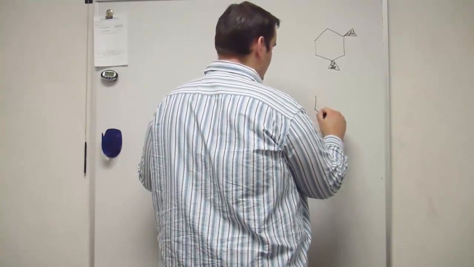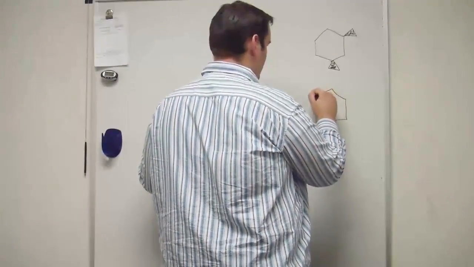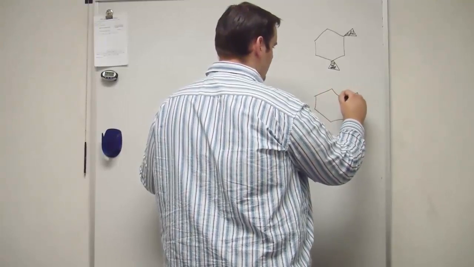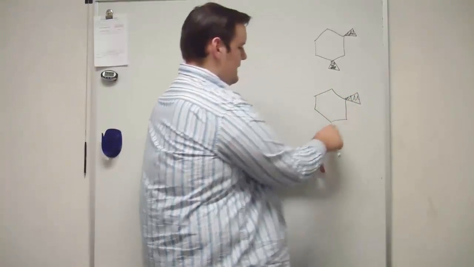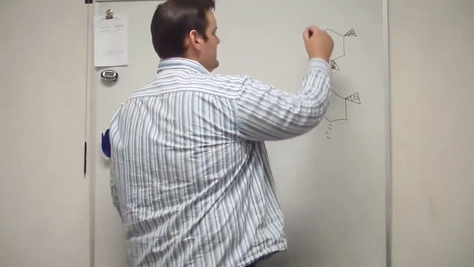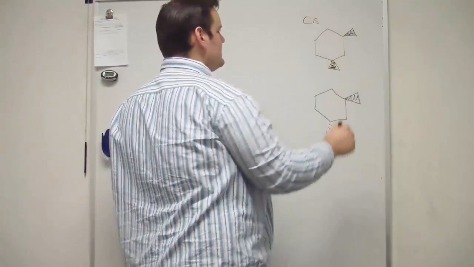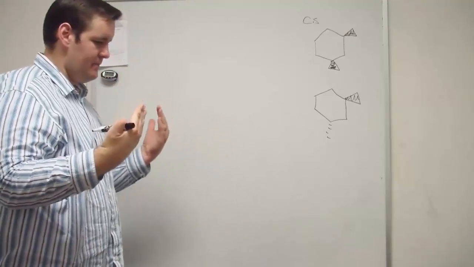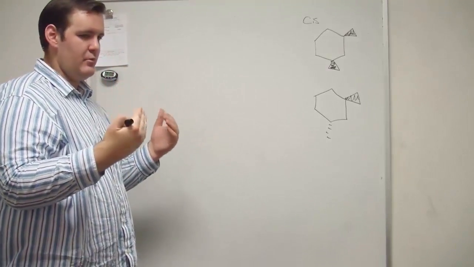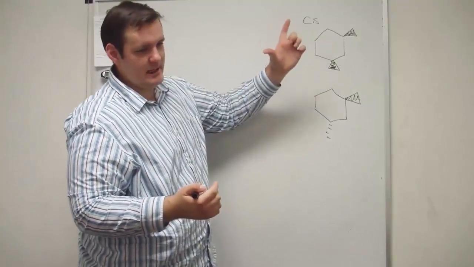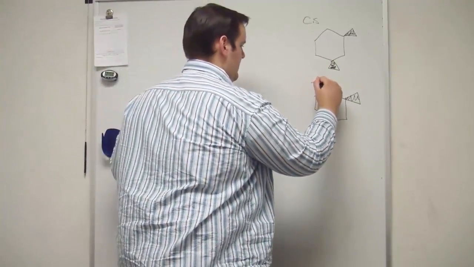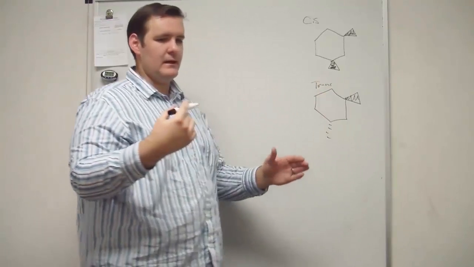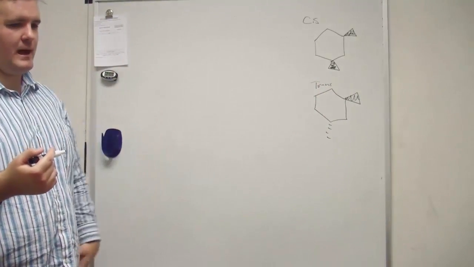And then if I draw this guy here, that means this one's sticking out, this one's going back. So a cis is saying that they are both on the same plane. A cis is they're both sticking out or they're both going back. A trans means one's coming out at you, one's going back.